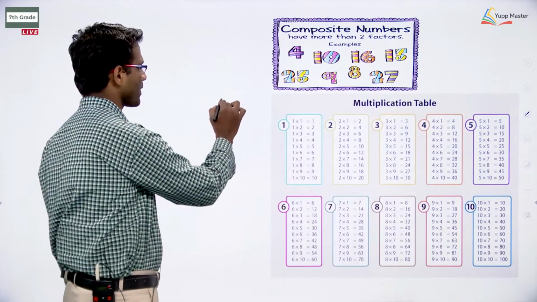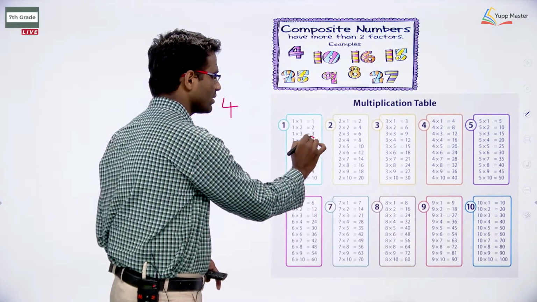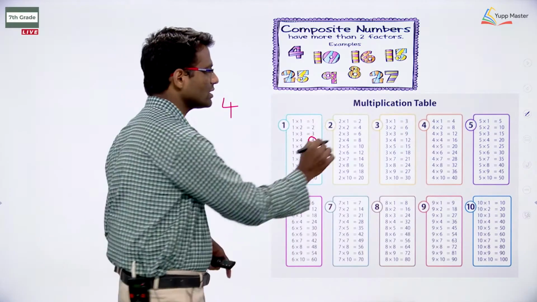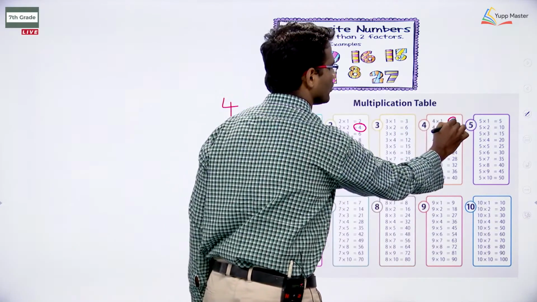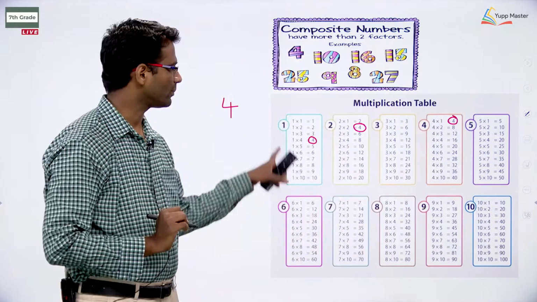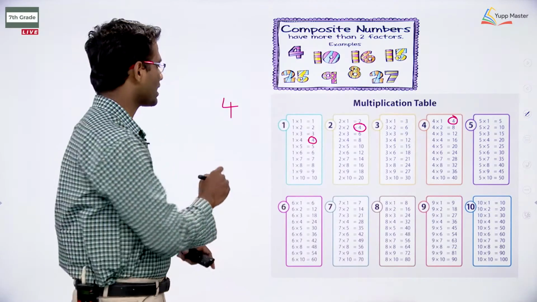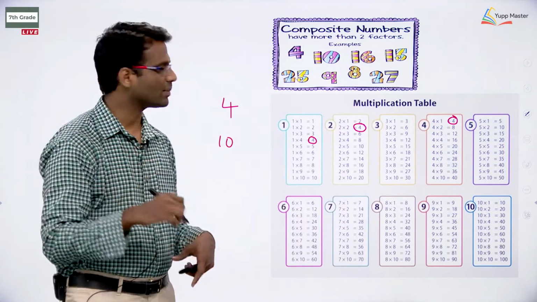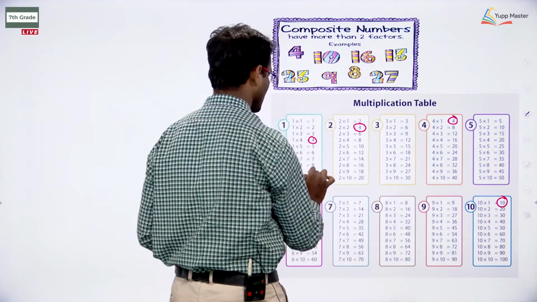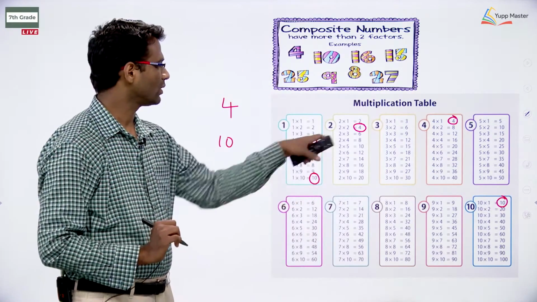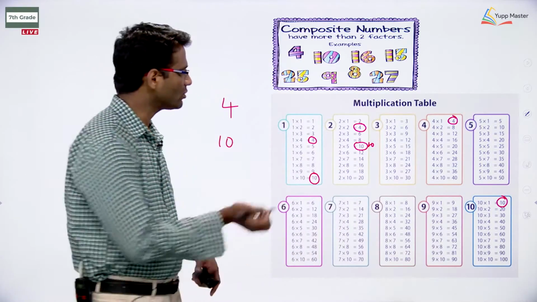We will start with 4. See here, 4 I am having in the 1 table. 4 is also there in the 2 table. And again 4 is coming in the 4 table. Anything else? See here. Now we will start with 10. 10 is coming in the 10 table. Here it is coming in the 10 table, 2 5s are 10 here, here 10 came, and again 5 2s are also 10.